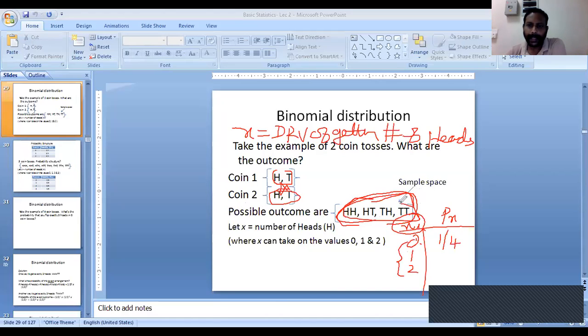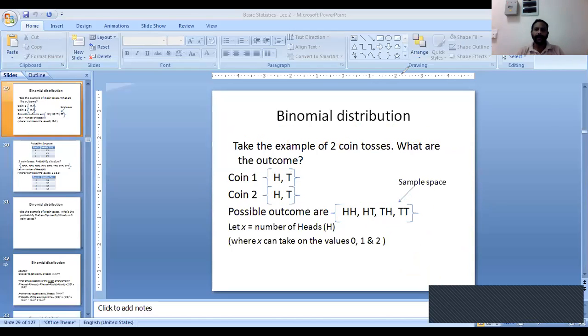Look at here, this is the only chance that you don't get fed. In other three occasions, you get the head. What about getting one head? It is two upon four. Getting two heads, one upon four. So if you add all the values, it should be equal to one. So this is what we said, the total probability is equal to one. So this we have already said.